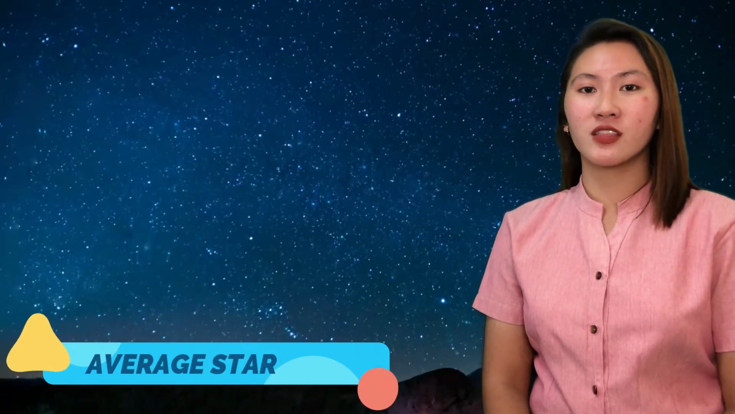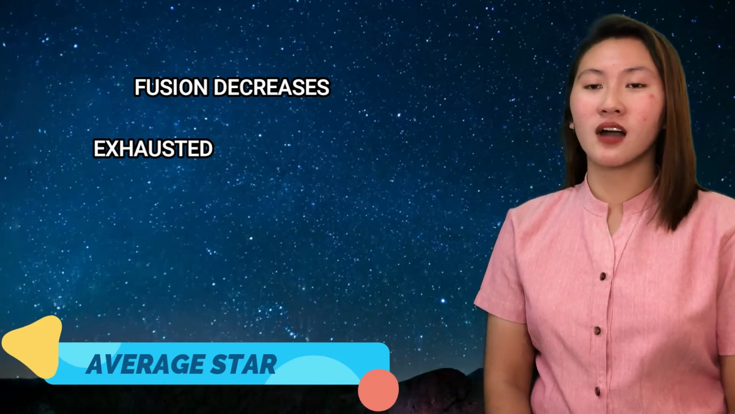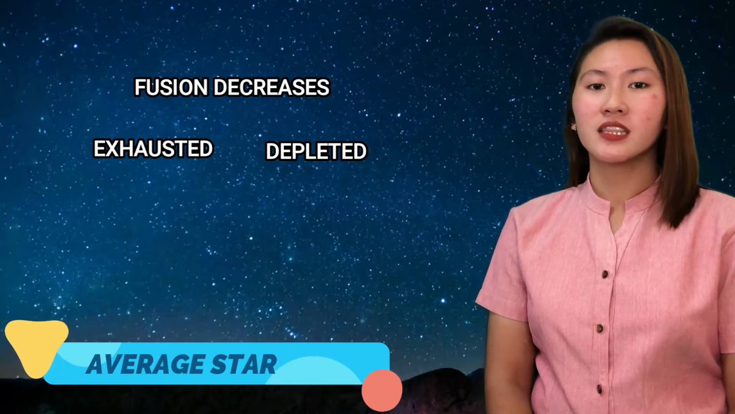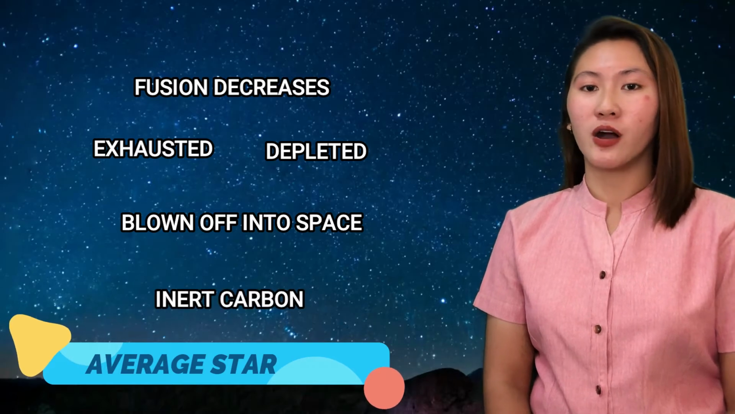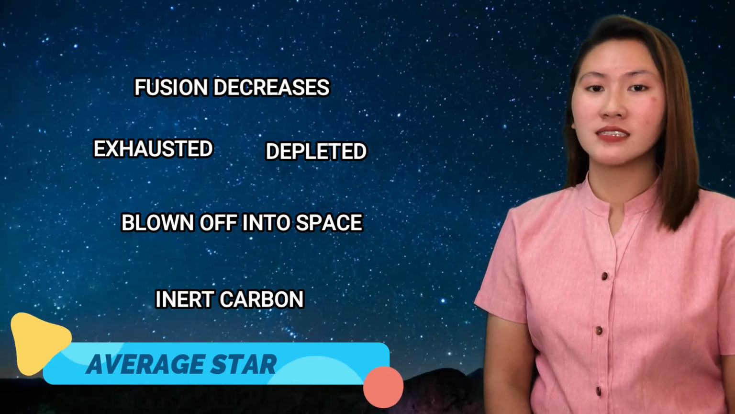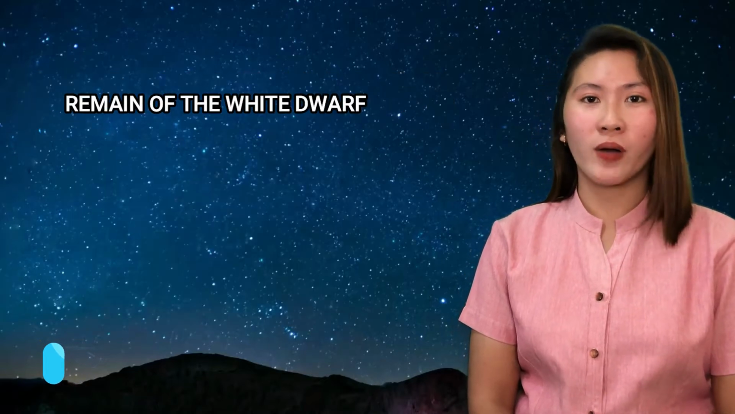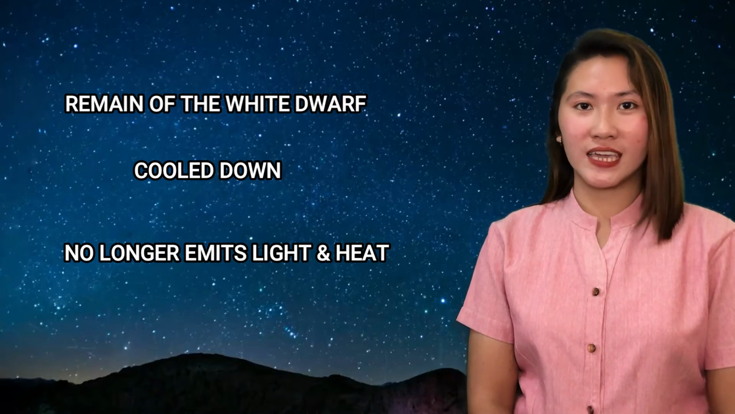When the majority of helium in the core has been converted to carbon, fusion decreases. Red giant star becomes exhausted of nuclear fuel and it is depleted. Over time, the outer material is blown off into space, leaving inert carbon. The remnant is called a white dwarf. The next star is what we call the black dwarf, said to be the remains of the white dwarf that cooled down and no longer emits light and heat.